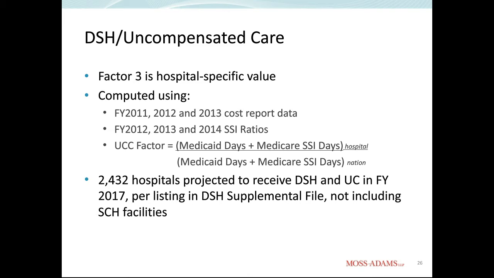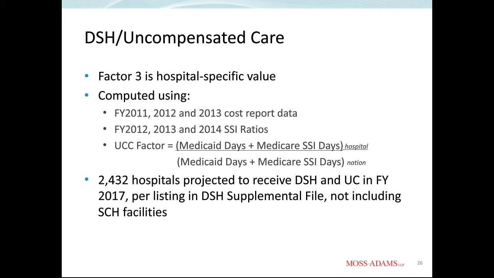We note that there are 2,432 hospitals that are projected by CMS to receive DISH and uncompensated care in 2017, and that's per their DISH supplemental file list. Consistently they have not included sole community facilities. One additional change that is not on the screen here is that hospitals located in Puerto Rico have complained that they're being disadvantaged because they haven't been eligible for the uncompensated care pool payments in the past. CMS has listened to the folks from these hospitals, and this year they decided to include Puerto Rico hospitals in the uncompensated care pool.